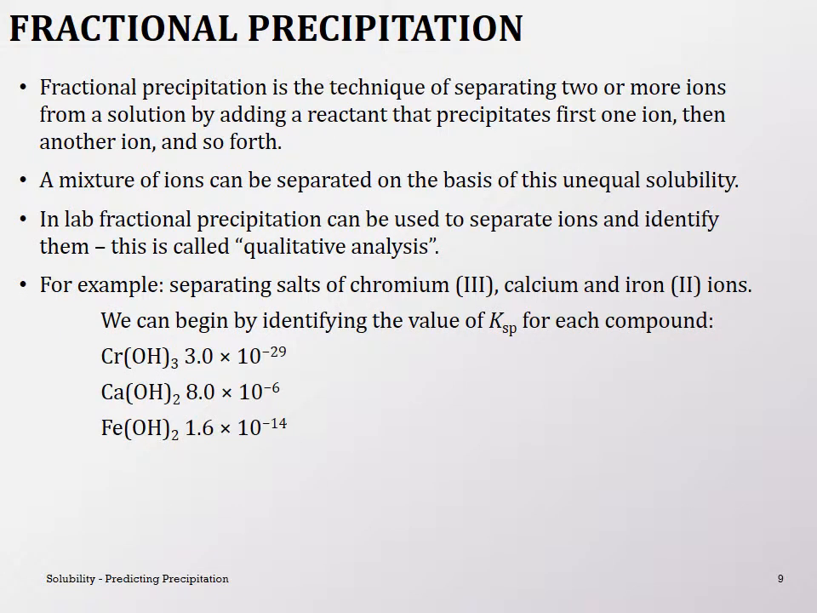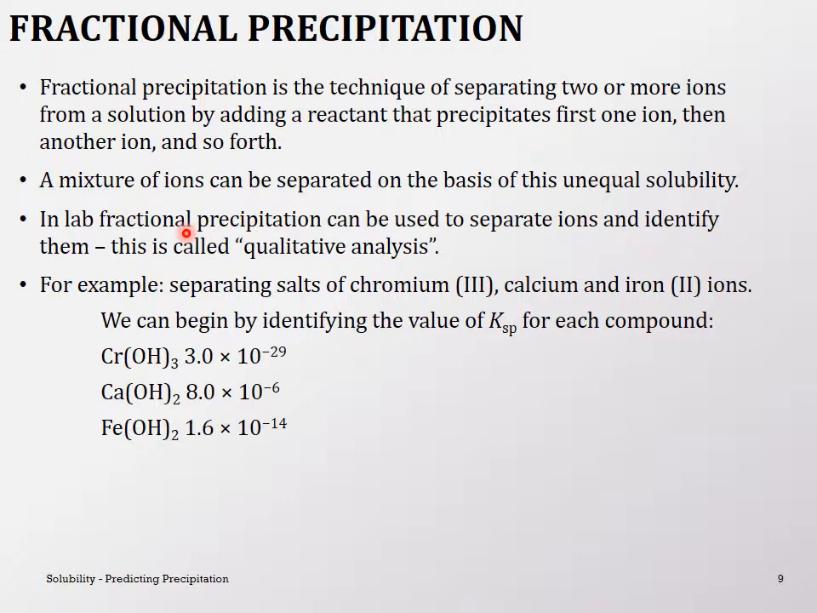Now I want to go over something which is a little bit interesting. It's called fractional precipitation. Fractional precipitation is a technique of separating out two or more ions in a solution. Once you know the Ksp of each of those ions, you can use that information to separate them on the basis of their unequal solubility. And it's a very useful technique in the lab, and also in real life, especially for example in purifying water.